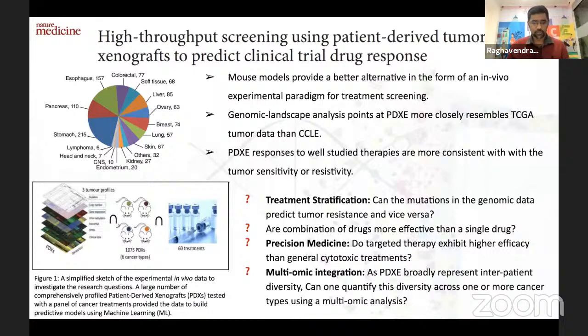These PDXs, in short, were administered 60 different treatments, and their responses were recorded in change in volume and the ability of the mouse to survive the disease. Such survival data analysis of 1,075 PDX mouse was released along with the study. The study concludes from this analysis that the mouse models provide a better alternative compared to the cell lines which were traditionally used, because cell lines are often affected by the petri dishes they are grown on, and heterogeneity is one of the biggest problems in cell line data so far.